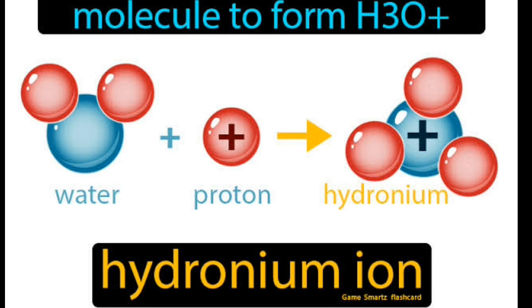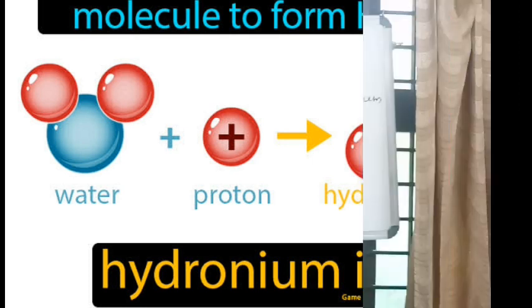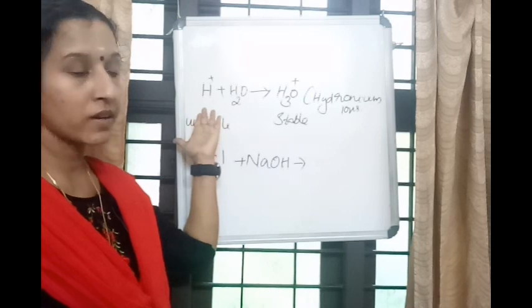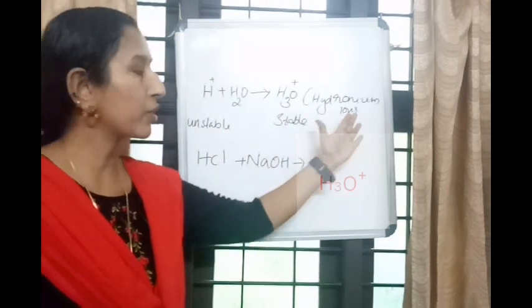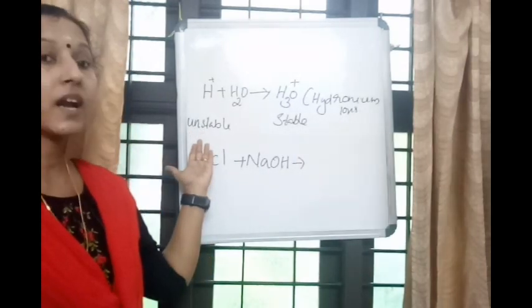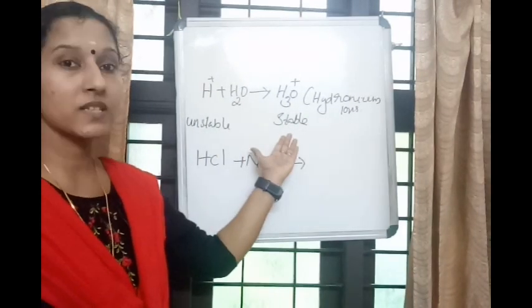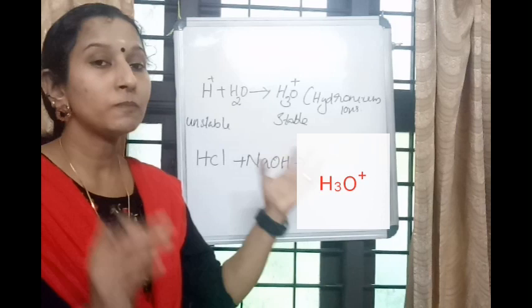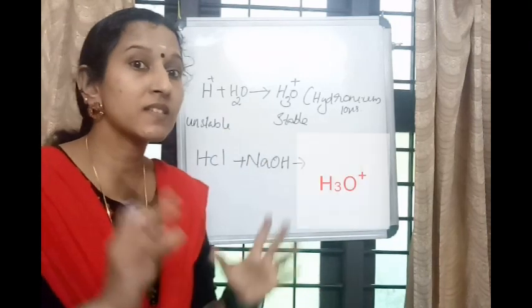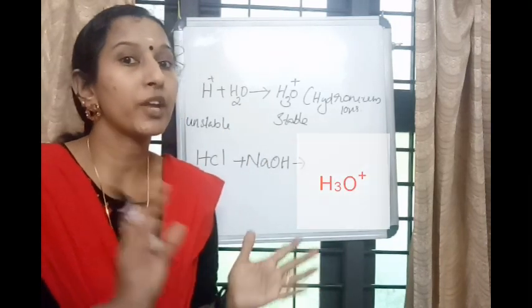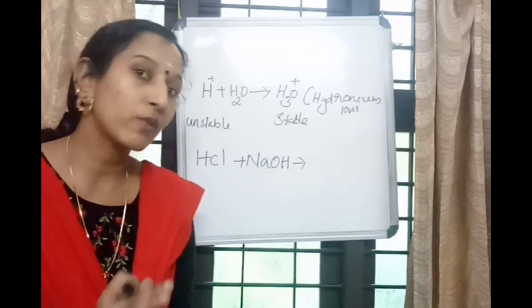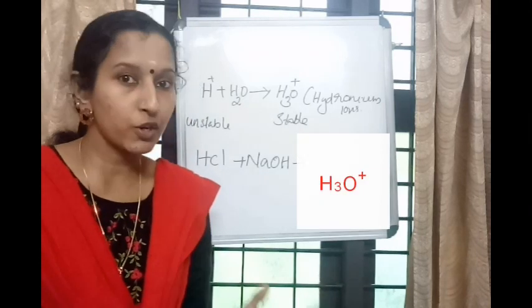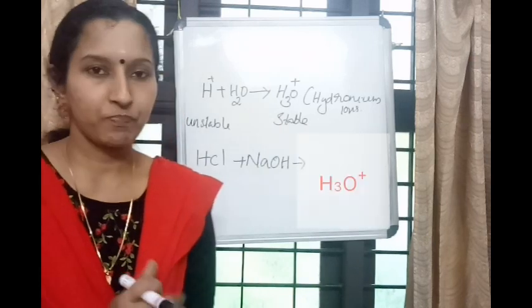As I told you, H plus ions do not exist alone. After the formation, they mix with the water to form hydronium ions. They react with the water to form H3O plus ions, hydronium ions. H plus ions are unstable, but H3O plus ions are stable. So, H plus ions exist in the form of hydronium ions, H3O plus ions.